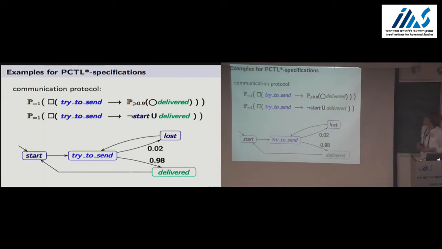Here are some examples for PCTL star specifications. Again, for this simple example, let's have this specification. It should hold with probability 1 that it is always the case that when the system tries to send the message, then with high probability, with probability at least 0.9, the message is delivered in the next state. Or this one here: with probability 1, when the system always tries to send the message, then it will be delivered eventually without returning to the starting state before.